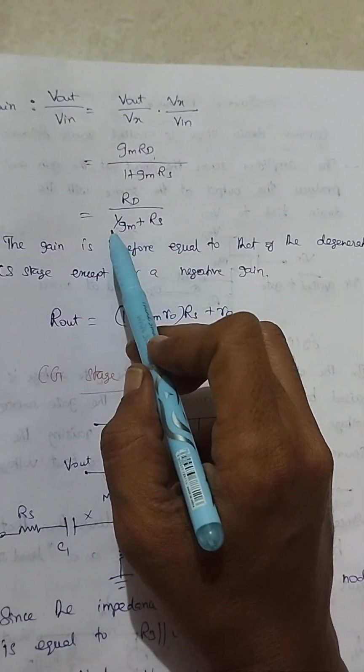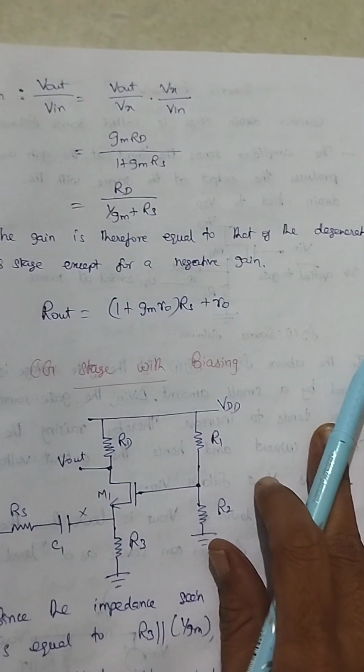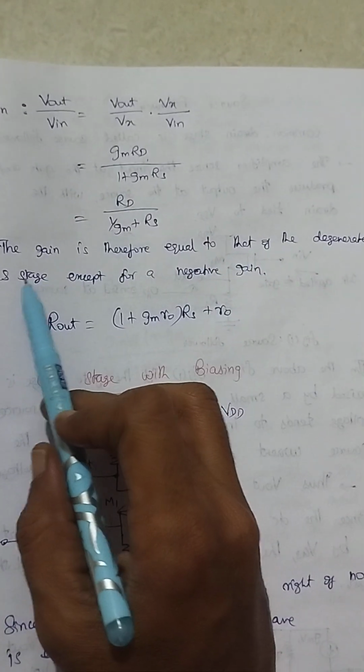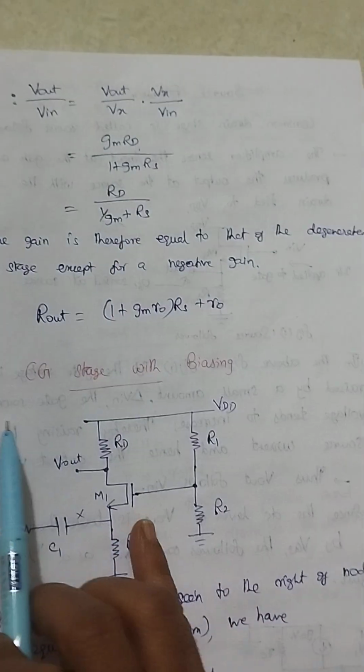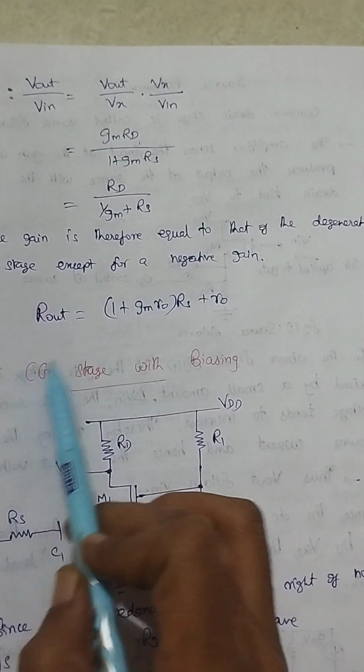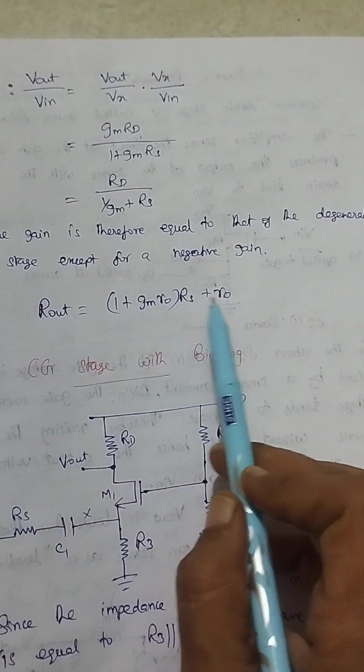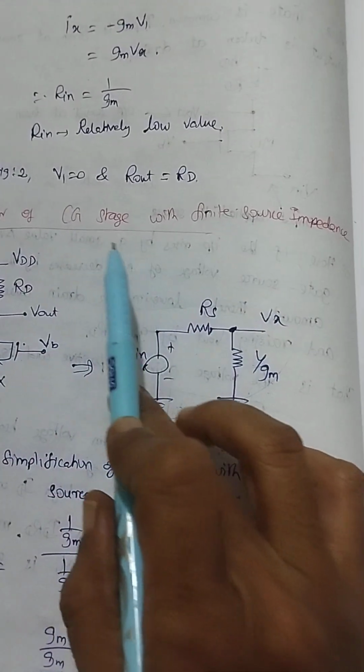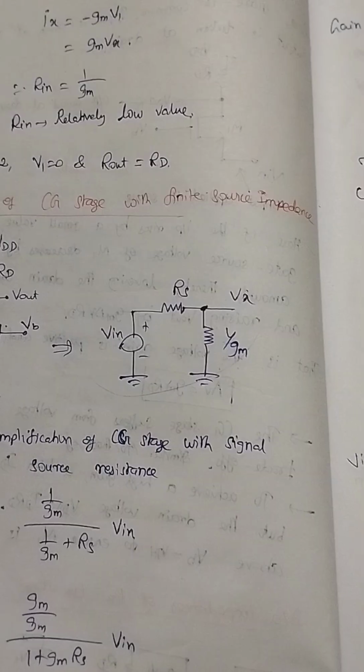This gain is equivalent to the degenerated common source stage. The only difference is the negative sign. And this is the output resistance, 1 plus Gm R naught into Rs plus R naught. This is the behavior of the common gate stage with finite source resistance.